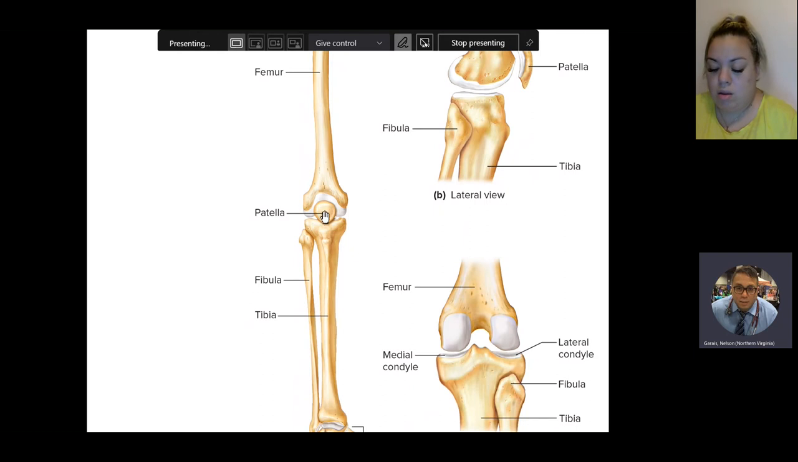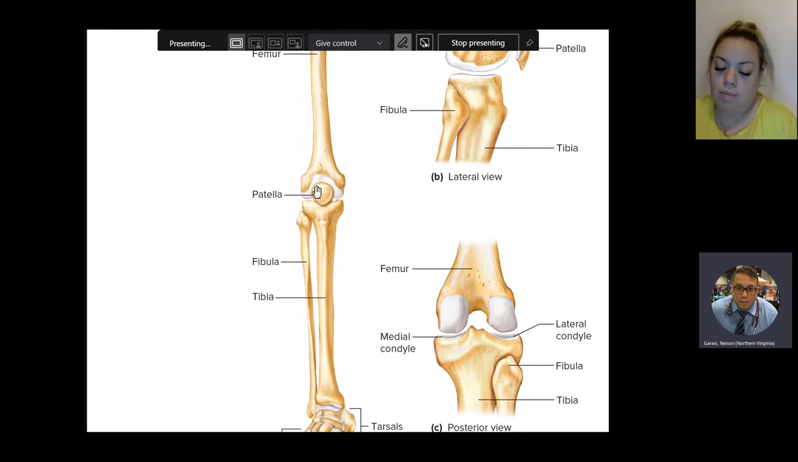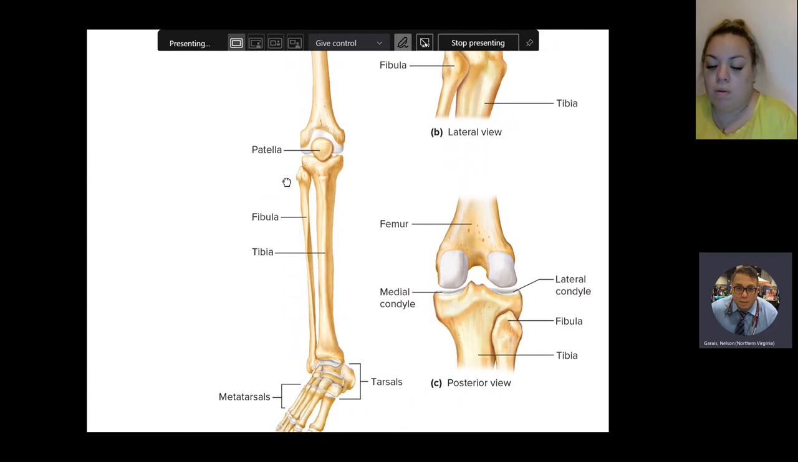Of course, the patella. And here we see the patella without all its accoutrement, right? All the extra stuff, all the tendons and whatnot. And you could see it's shaped like a seed. Hence the shape of the patella is sesamoid.